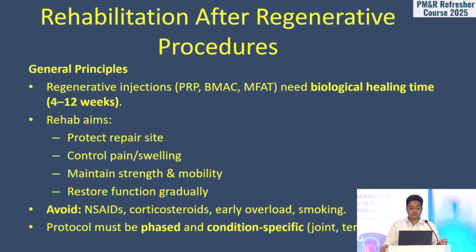Regenerative injections like PRP, BMAC, MFAT need biological healing time. It takes around 4 to 12 weeks. So our goal is to protect the repair site, control pain and swelling, maintain strength and mobility, and restore function gradually. So avoid NSAIDs, corticosteroids, early overload, and smoking. And the protocol must be phase-wise and condition-specific, like which joint is treated, which tendon or spine.